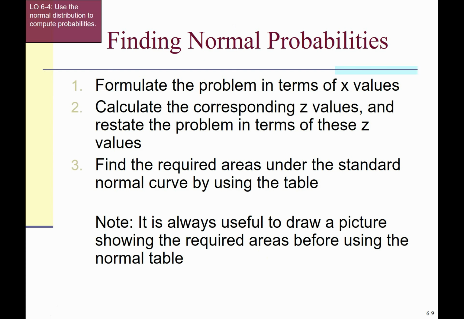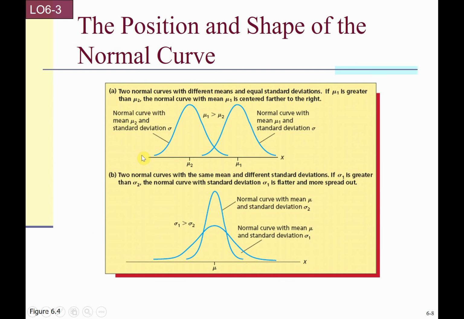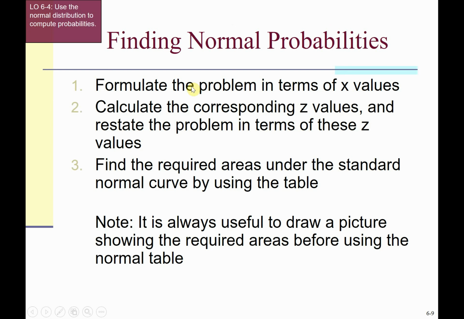So how do we determine a probability, which is an area under the curve? If I look at one of these, the total area under this curve sums to 1. If I add it all up, it sums to 1. So how can I find a probability for this? What we do is we calculate something called a z-score or a z-value. We've already talked about that. And then we go to the back of the book and find the required area under the standard normal curve. I'm going to show you how to do that in the next video. And again, it's always good to draw pictures when you do this.